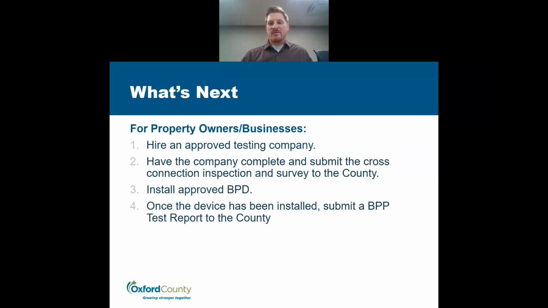The typical process for ICI and multi-residential customers will look like this: they need to hire a qualified person registered with the county, complete a cross-connection control survey and cross-connection control inspection, install approved backflow prevention devices where required, test all capable devices annually, and submit backflow prevention program test reports to the county in an acceptable time frame.